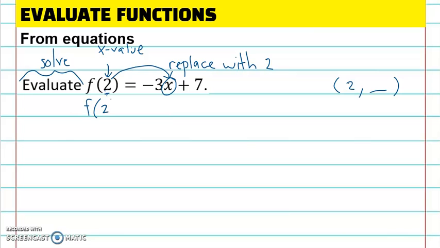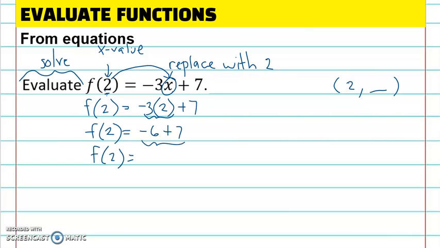So we have f(2) equals -3 times 2, because that's -3 times x. So -3 times 2 plus 7. Then we're going to simplify, right? -3 times 2 is -6, plus 7. And finally, -6 plus 7 is 1. So this ordered pair is (2, 1), which means when x is 2, y is 1. That's what we're doing when it says to evaluate these functions and it's the equation.